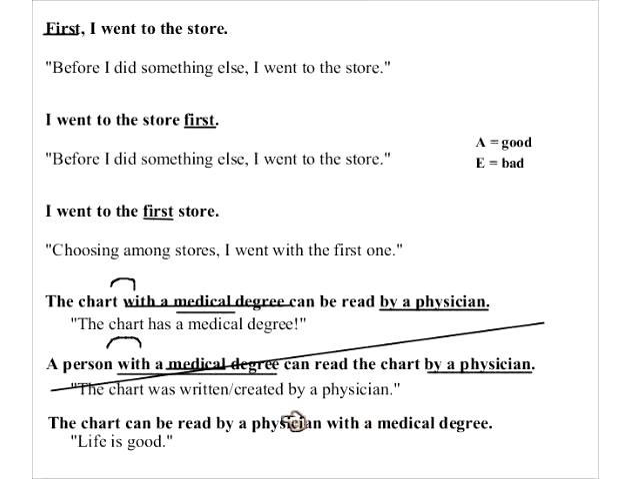This example, though, is great. The chart can be read by a physician with a medical degree, right? By a physician modifying read, it's who can read it, and with a medical degree is modifying physician, which is perfect, right? So these are just some examples of things to be on the lookout for with these modifiers.